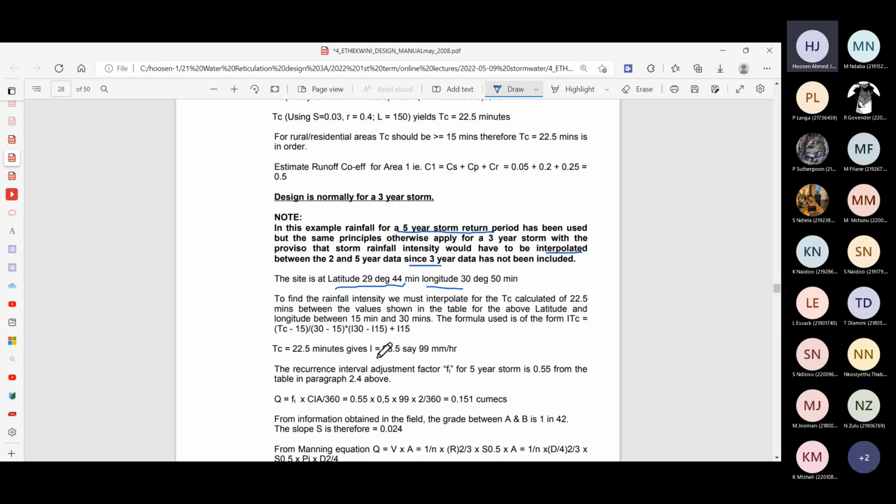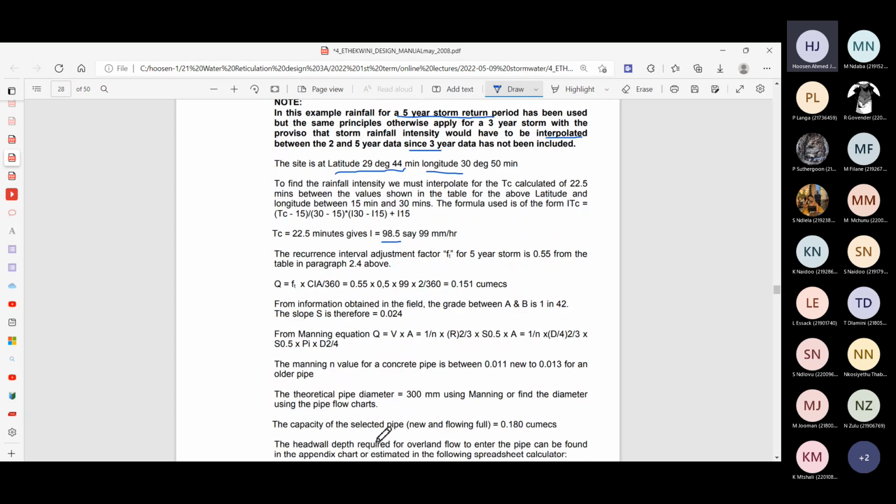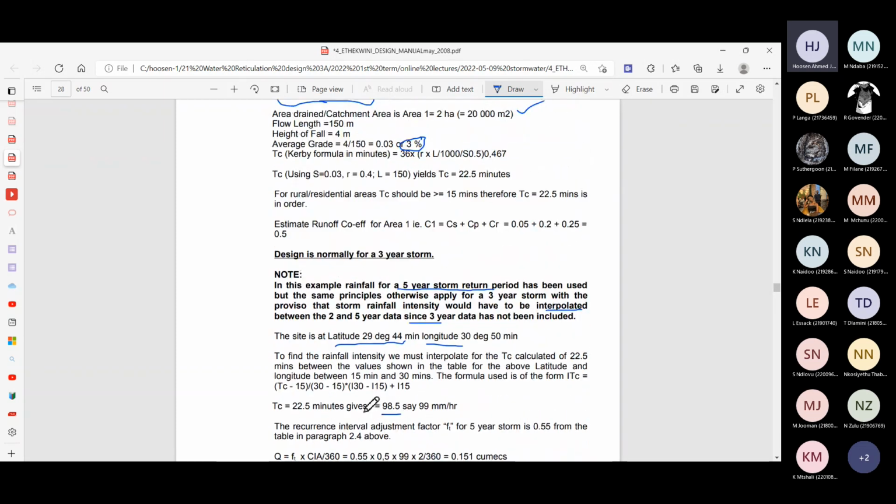And you'll get a value here, 98.5 over there. That's the value. But where did this value come from? Sorry, not 98.5. You're just given the final intensity of 99 millimeters per hour. To do that, you need the point rainfall and the concentration time to determine that value before you can substitute in this particular formula.